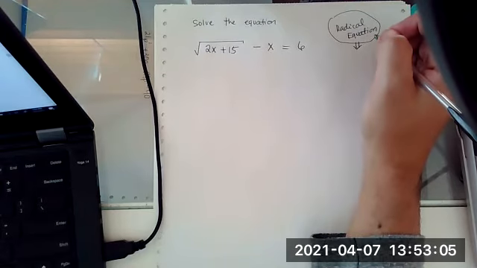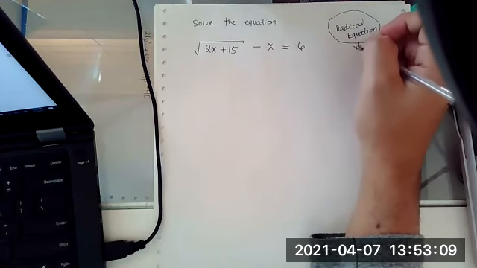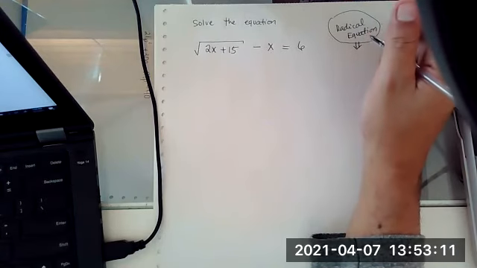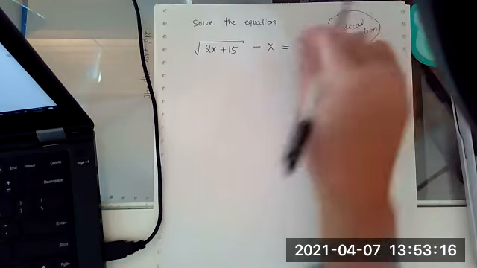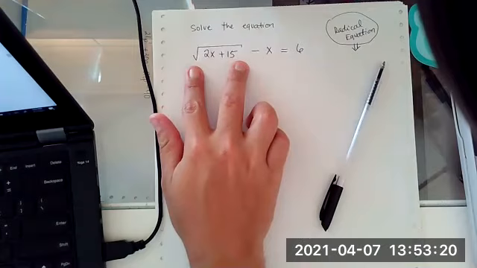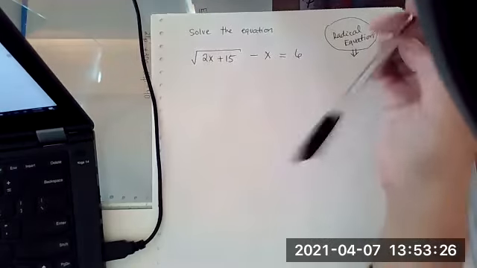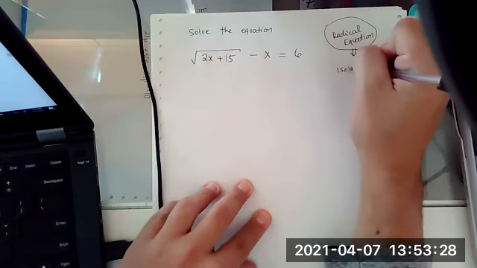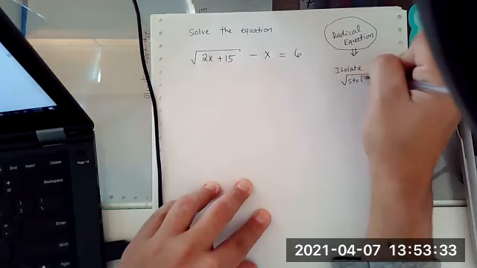Get the square root by itself, so multiply the other half by, make it square, and get rid of the square root. Well, we can't get rid of the square root until this is by itself. And right now you're subtracting an x. Oh, so add the x to the other side. Add the x to the other side, right? So I would say isolate the stuff that's in the square root.